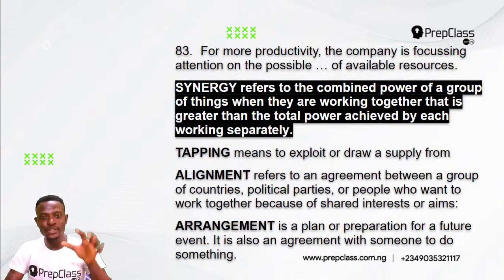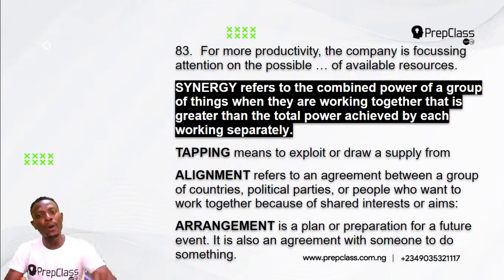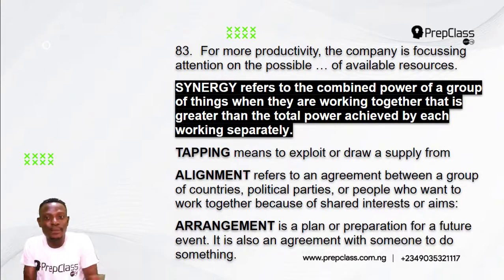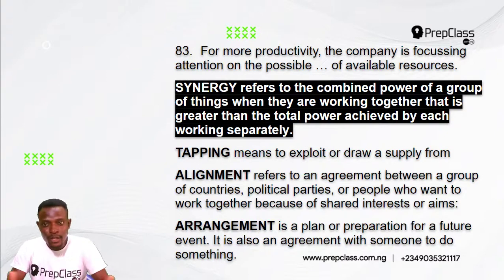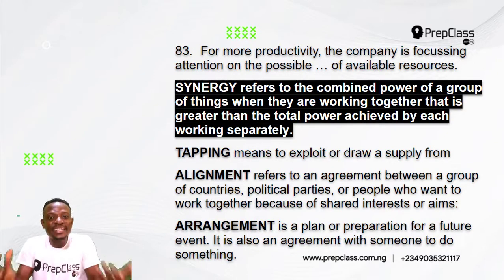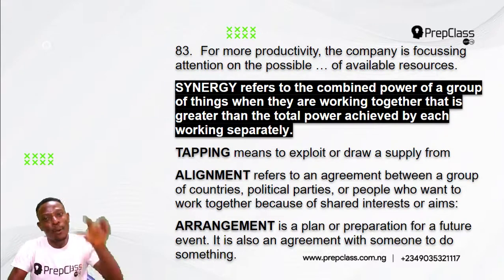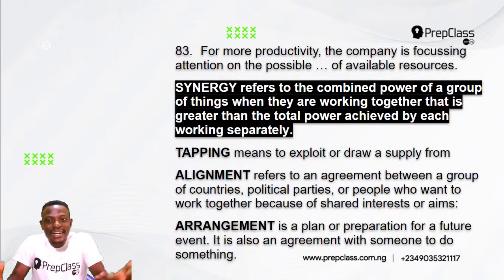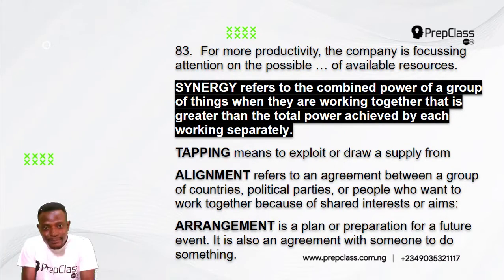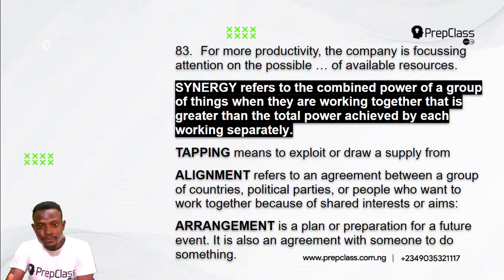Now, the answer to this question is option A, synergy. For more productivity, the company is focusing attention on the synergy of available resources. Synergy refers to the combined power of a group of things. So to be more productive, all hands need to be on deck. It refers to the combined power of a group of things when they are working together, that it is greater than the total power achieved by working separately. So for more productivity, the members of the company have to work together so they can get more results than when they work separately. Synergy, the answer is synergy.